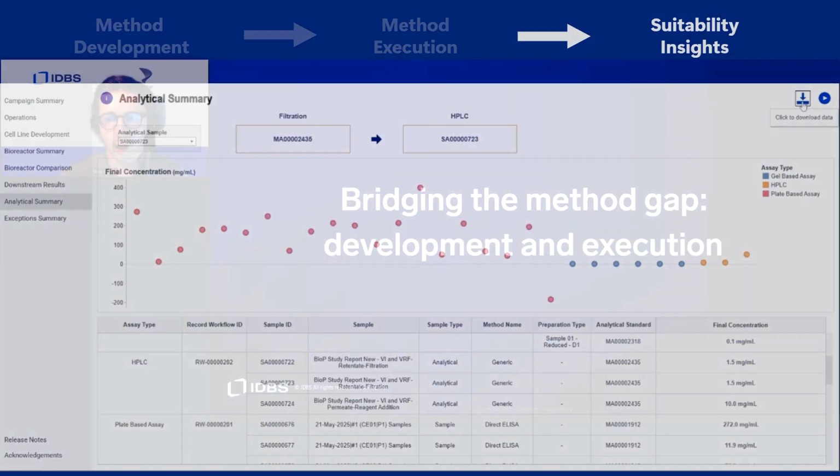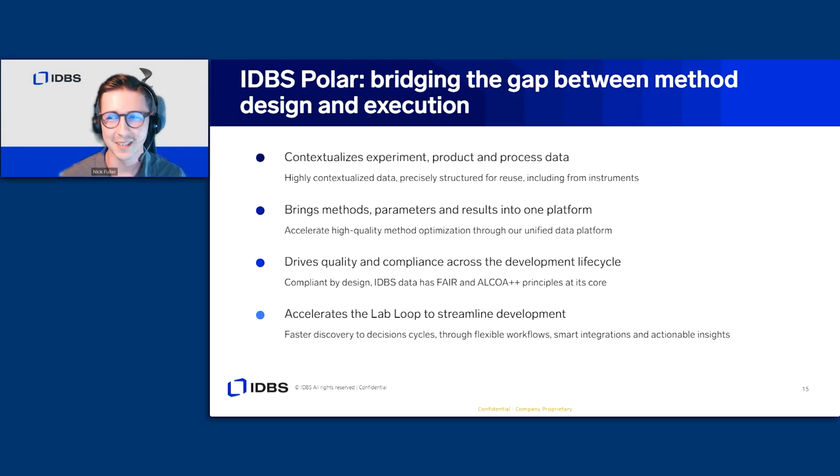Now, that brings me to the end of my presentation. I just want to summarize what we've seen. I know it was very quick, it was a lot of information. The key things are IDBS Polar brings together your experiment, product, and process data. This highly contextualized, precisely structured data is perfect for reuse. By being able to have a centrally managed method library that is versioned, we're also able to ensure reproducibility and consistency. We accelerate your high quality method optimization through this unified data platform.